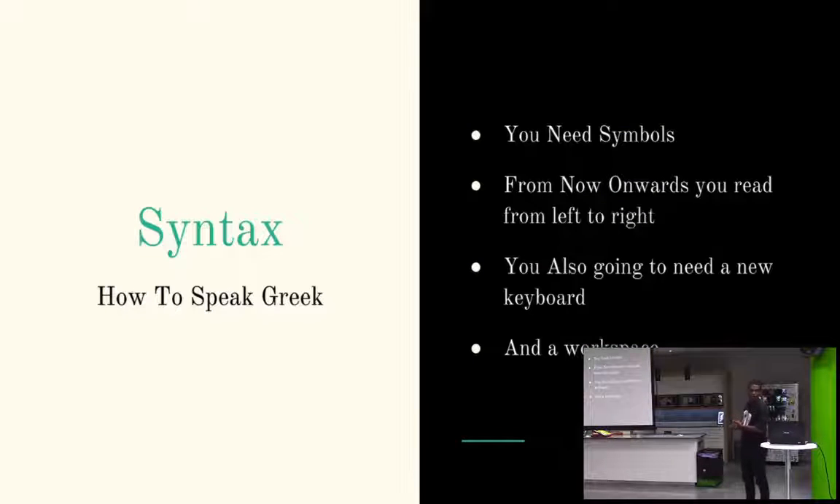So, how to speak Greek. One, I did tell you you need symbols, usually math symbols. I'm still going to show you. And you read from right to left, which is not what normal programming languages do. In normal programming languages, you go from left to right. You guys are going to see this. And you need a keyboard because you have to map the symbols to a keyboard, and you only have a certain number of keys. And you need something called a workspace, which is kind of like an IDE, and it saves all your programs in one file.